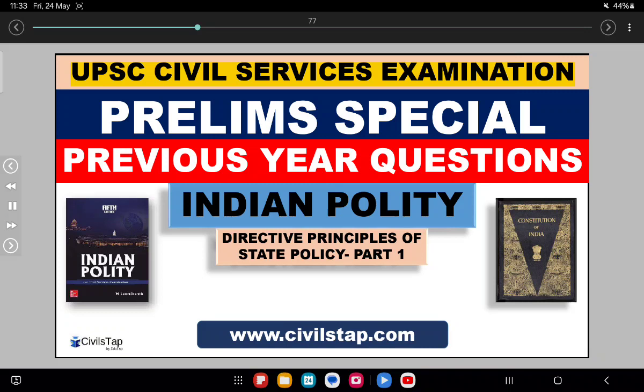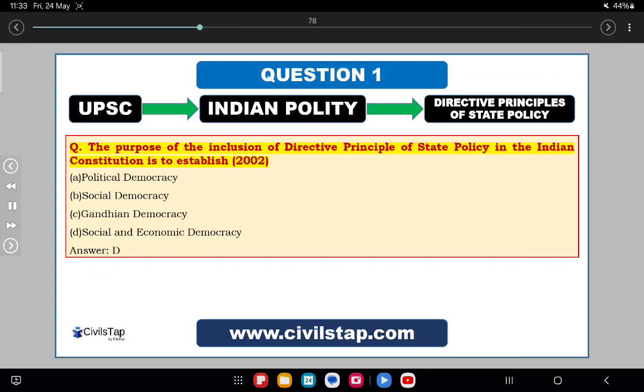UPSC Civil Services Examination. Prelim Special. Previous year questions. Indian polity. Directive Principles of State Policy Part 1. Q. The purpose of the inclusion of Directive Principle of State Policy in the Indian Constitution is to establish 2002. A. Political democracy. B. Social democracy. C. Gandhian democracy. D. Social and economic democracy.